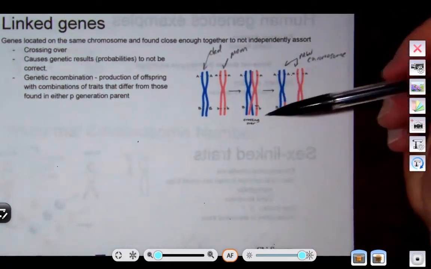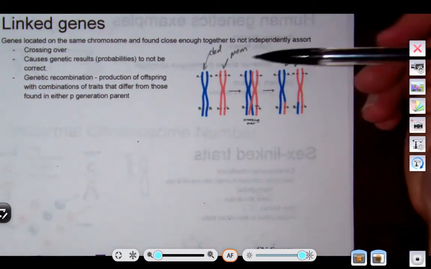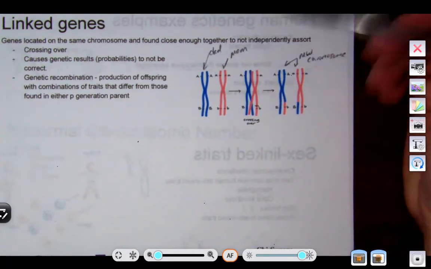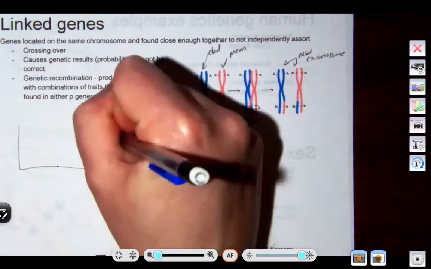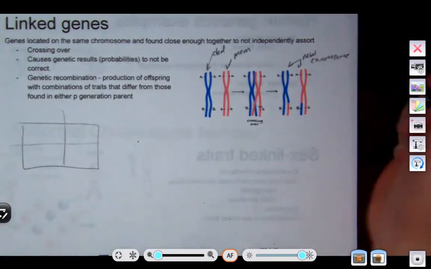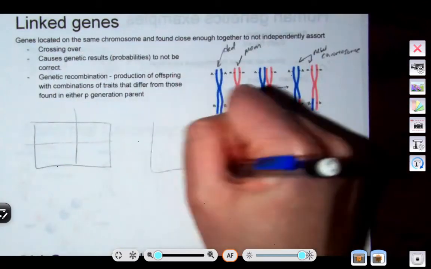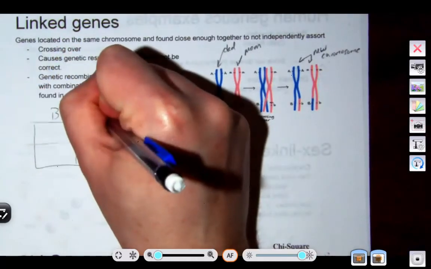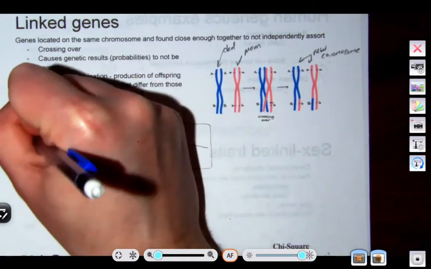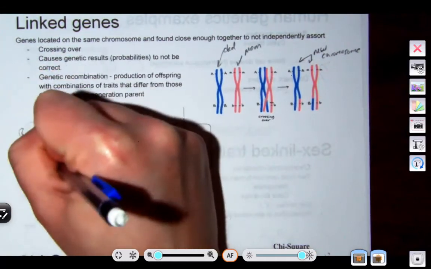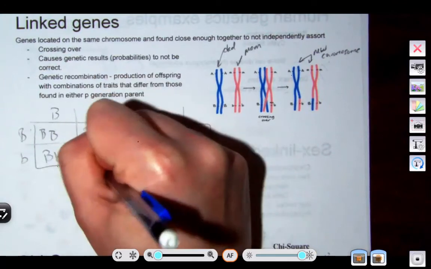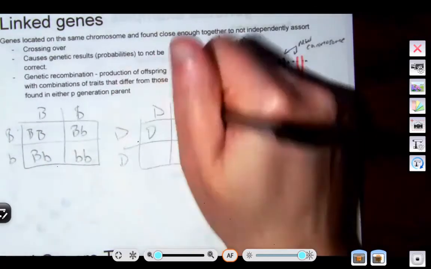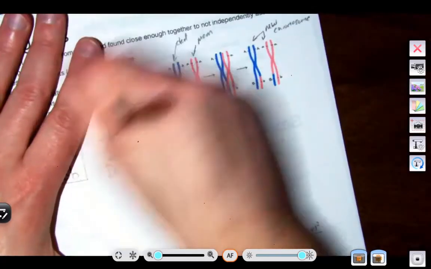When we do a linked gene problem, what we're looking for is, does it come out in the same results that we would have gotten if they were unlinked? So let's say you've got an autosomal problem, and I'm going to do two different genes because it's much easier to do this in a dihybrid. Let's go with a different letter than B and D. Let's go with B and E.